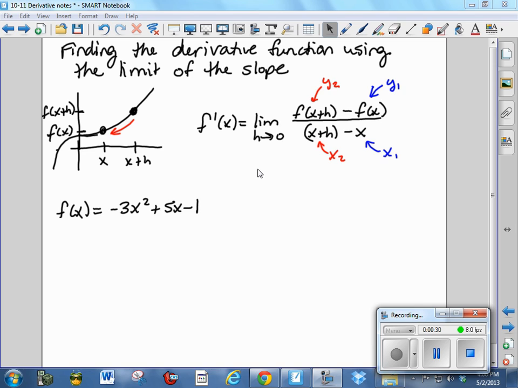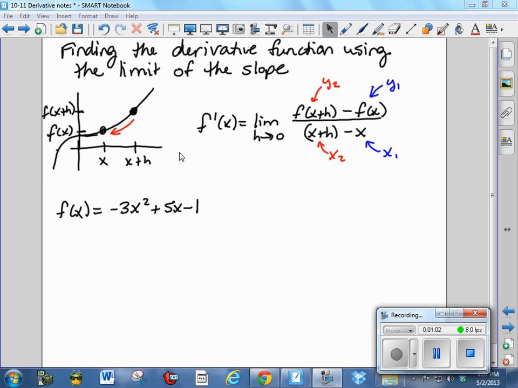The power rule works for polynomials, but other derivative rules are needed for, say, exponential functions or sinusoidal functions or other types of functions. And so I want you to be familiar with how to use this formula. Even though we have a simpler way to do it for polynomials using the power rule, we are going to do an example or two more of how to use this limit of the slope formula in order to find the derivative function for a polynomial.